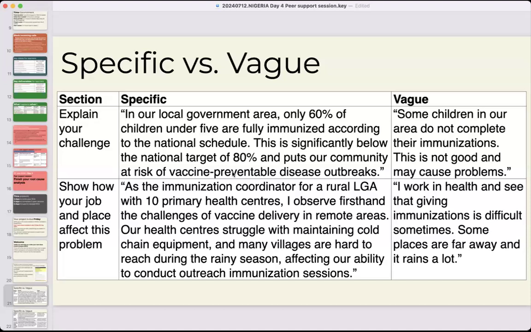So when I read this, I can really understand where this person is coming from, the challenge that they are facing and why. So instead of just having, I work in a health facility and see that giving immunizations is difficult sometimes. Some places are far away and it rains a lot. That is very vague and very unclear.